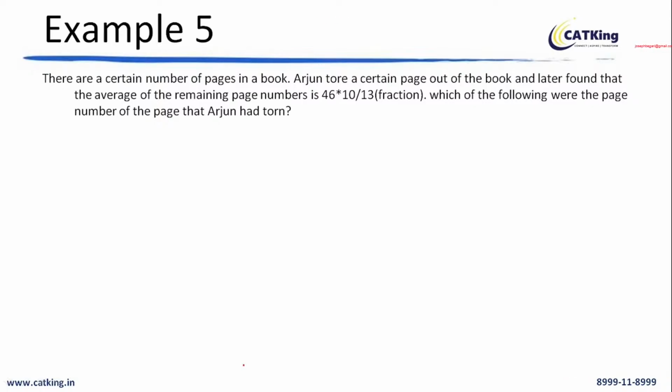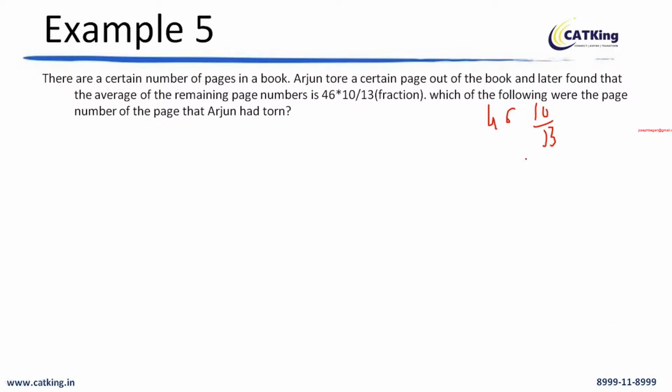There are a certain number of pages in the book. Arjun tore a certain page out of the book and later found out that the average page number is 4610 by 13 fraction. Okay, I'll show you how this is written. This is written as 4610 by 30. Which of the following were the page numbers that Arjun had found?